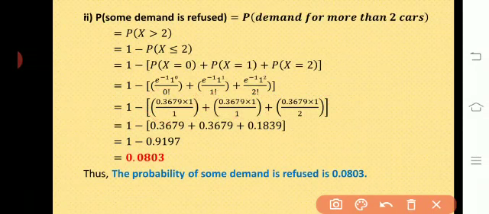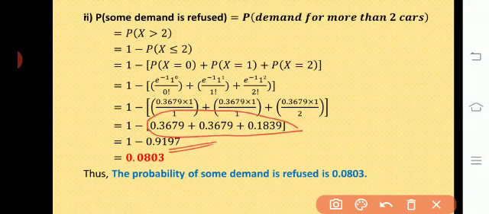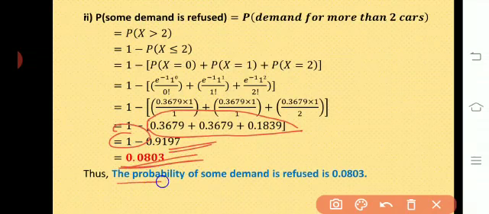0.1839. Then add these bracketed quantities, you will get 0.9179. That subtracted from 1, you will get 0.0803. Therefore, the probability that some demand is refused is 0.0803. This is the required answer for the second sub question.